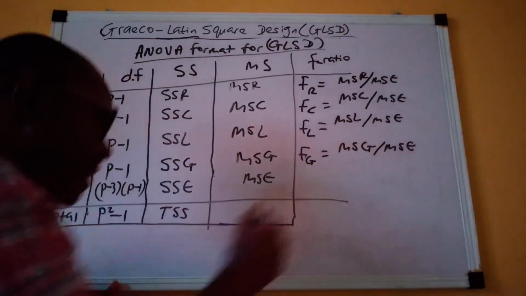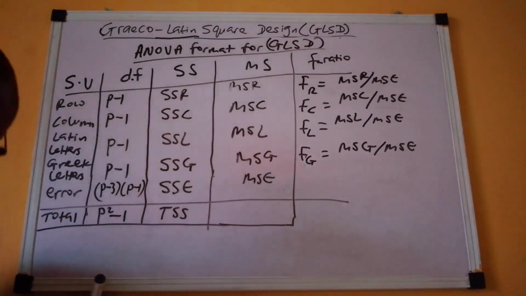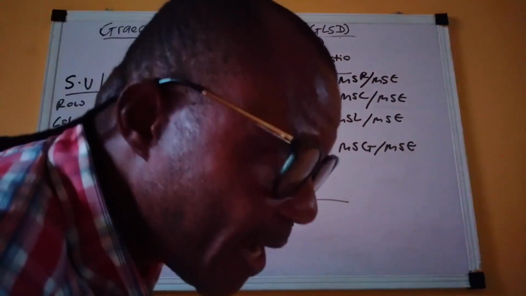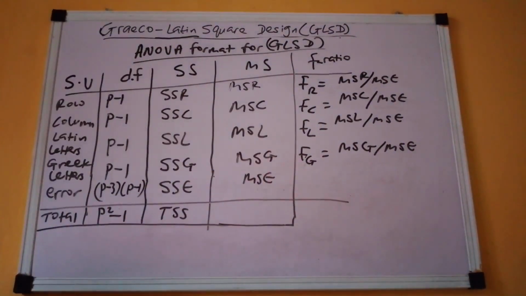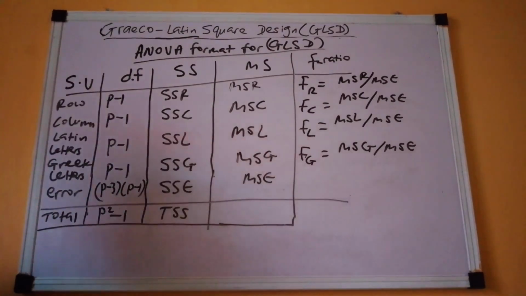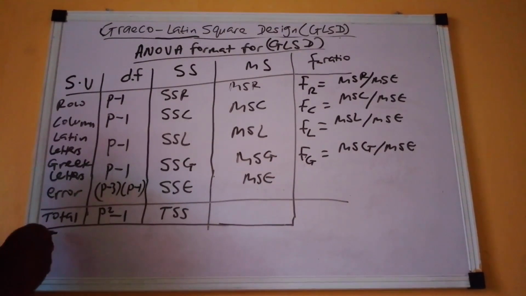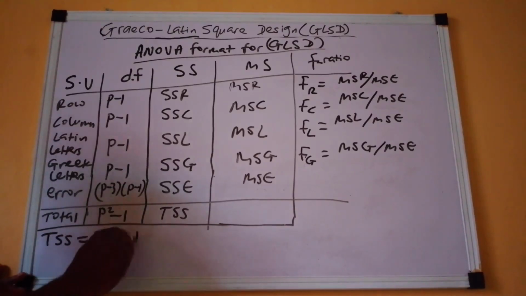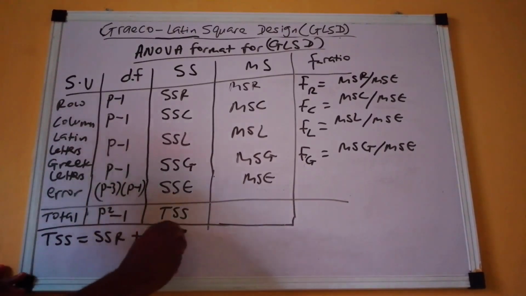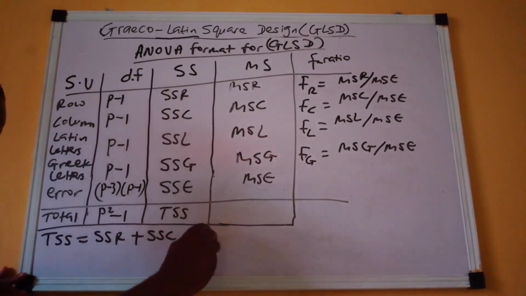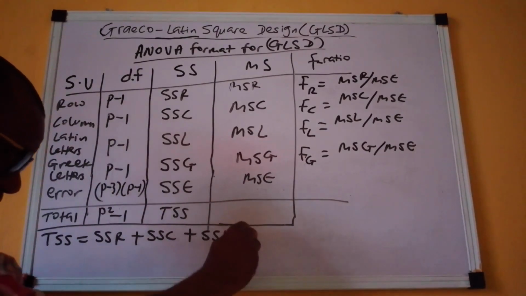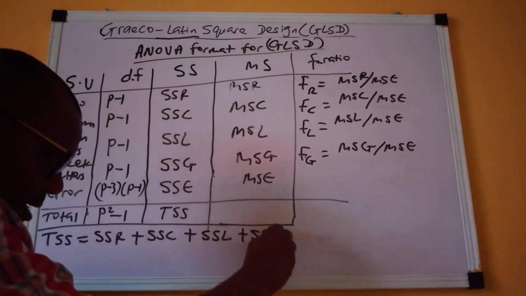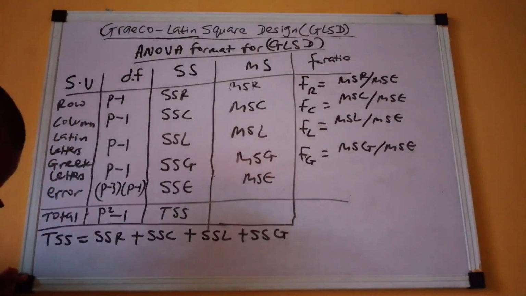You see that each of them is being divided by the mean sum of square for error. So that is the ANOVA layout. And it is also important for us to know that the total sum of square, TSS, is equal to the sum of square for the row plus the sum of square for the column plus the sum of square for the Latin letters plus the sum of square for the Greek letters.